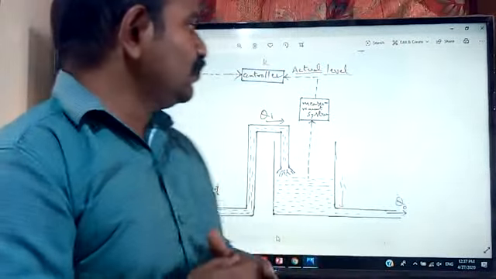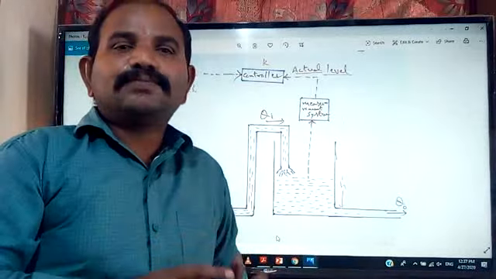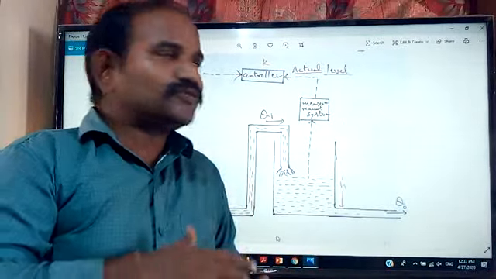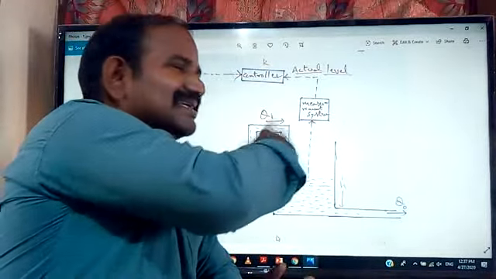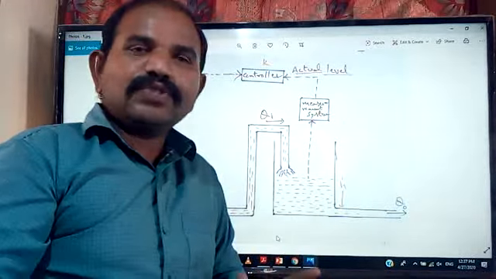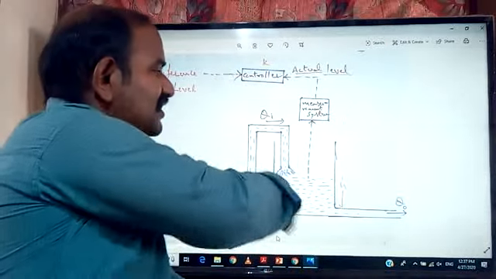Now, in order to represent this entire system in terms of the control system, we are supposed to draw this particular setup. If you want to represent this entire setup in the control system, you are supposed to do some mathematical analysis based on this particular setup.